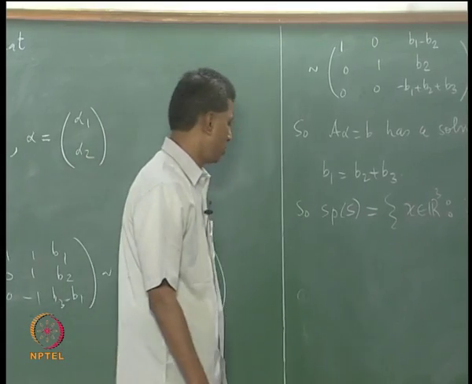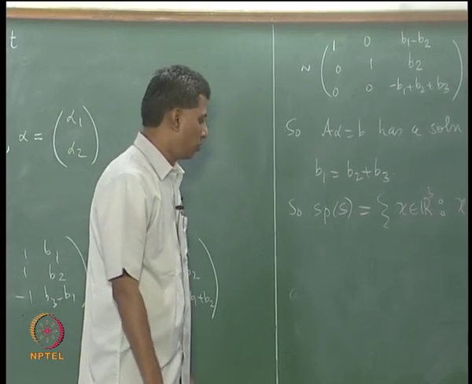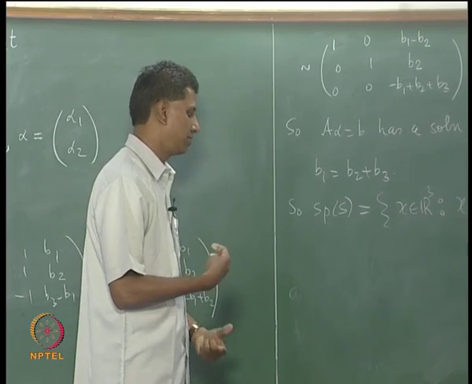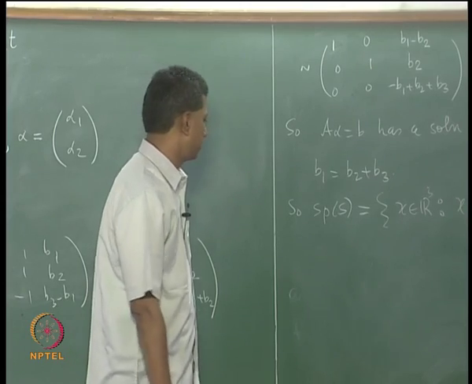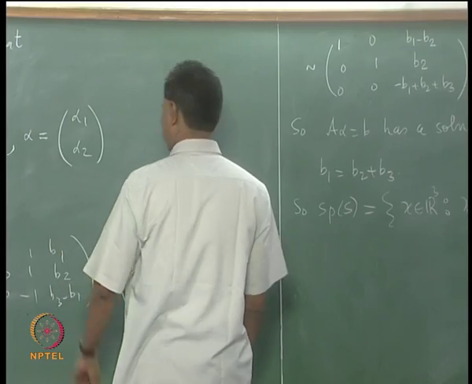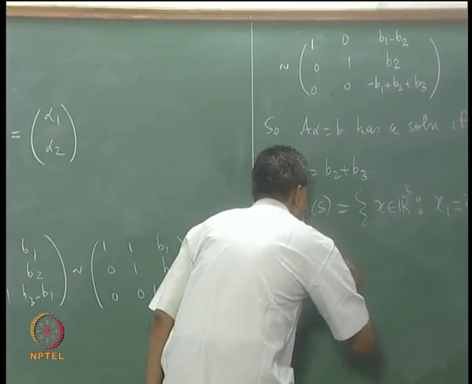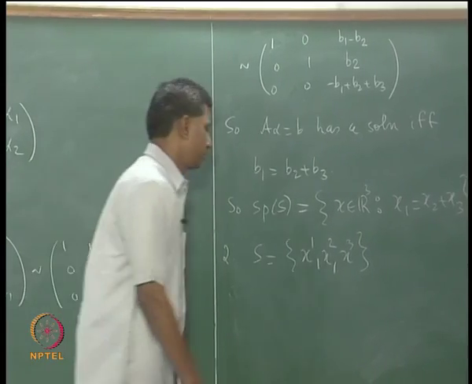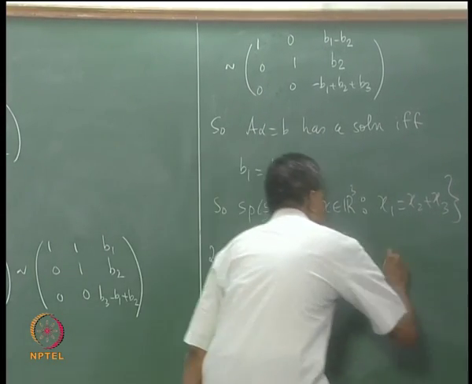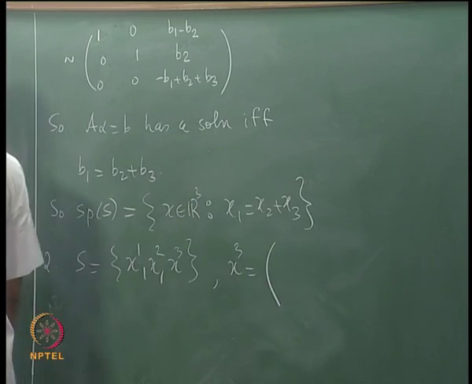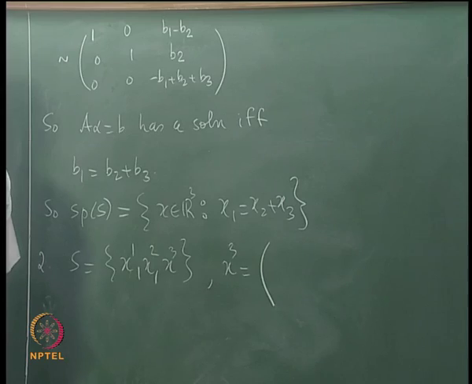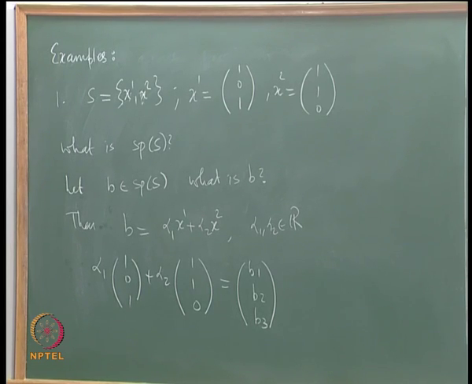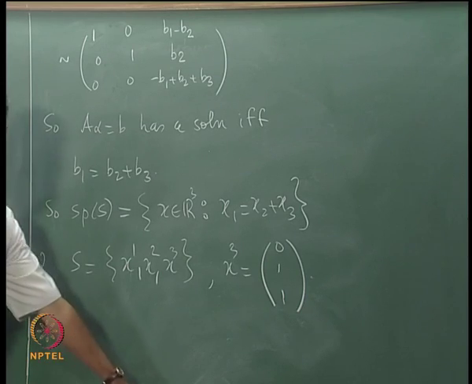Okay, let us modify this example and just do one more. You will see how the notion of homogeneous equations, non-homogeneous equations, invertibility, etcetera, that we had studied earlier will be useful once again. So I want to look at another example, a modification of this. This time S will be x1, x2 as before, and x3 is this vector 0, 1, 1. I would like to determine what the span is now. Okay, what is the span of this set?